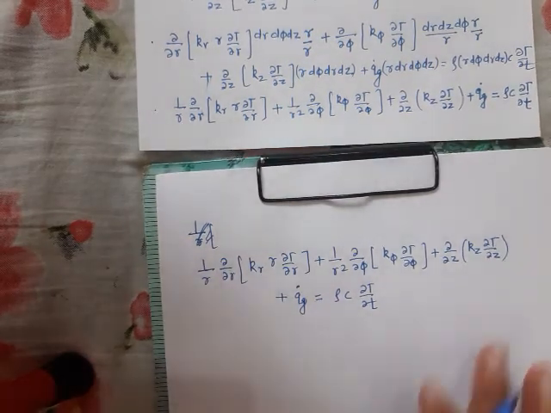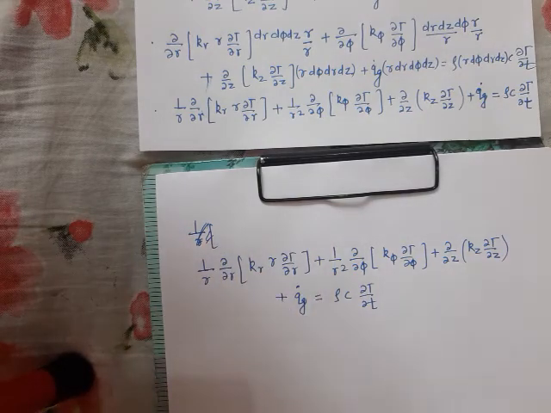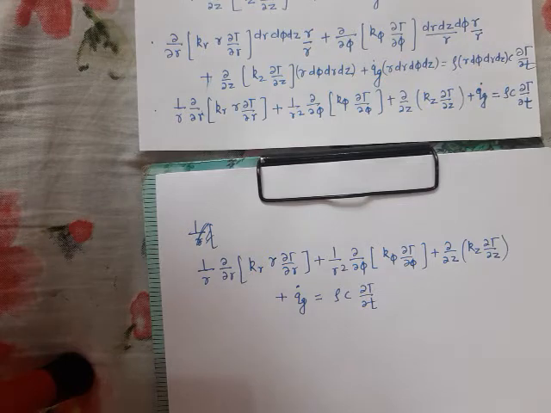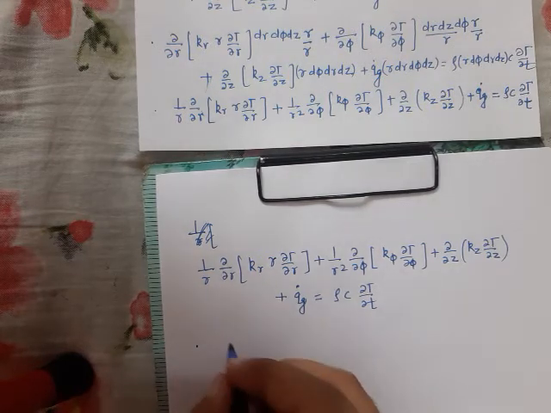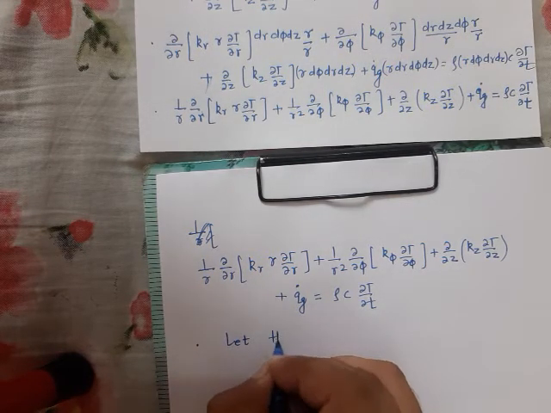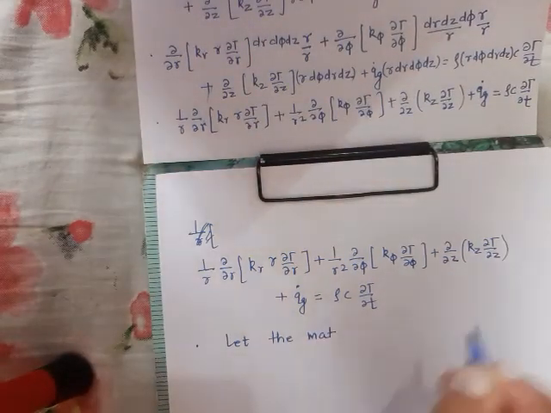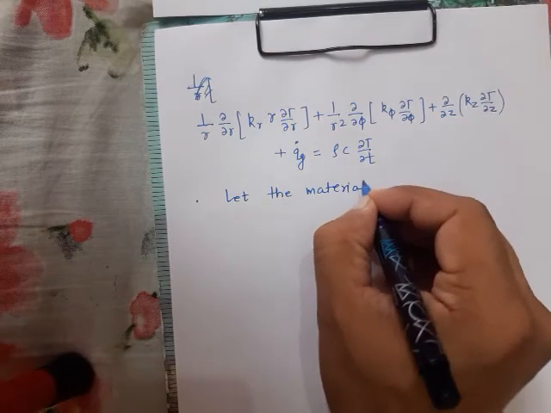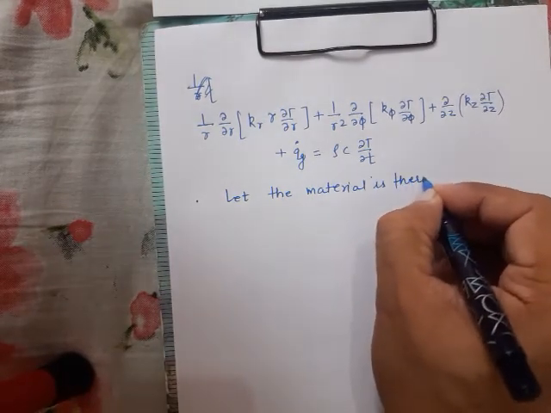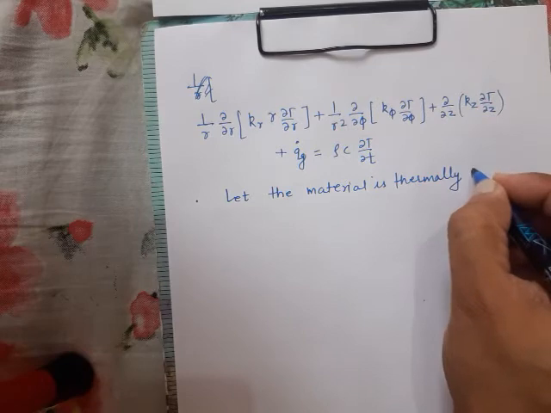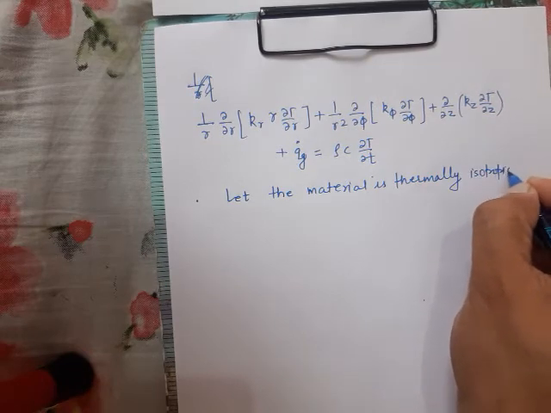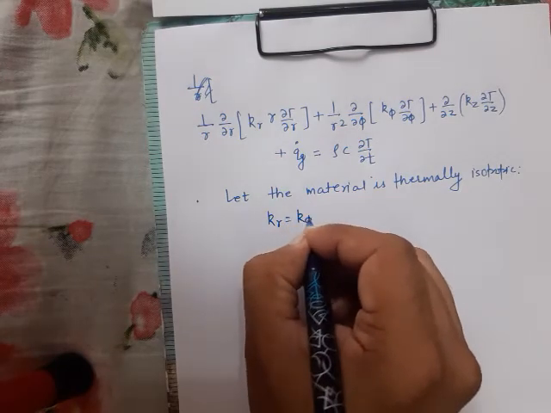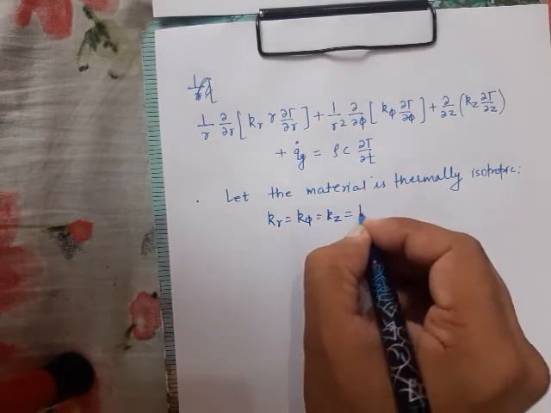Okay, so this is the generalized heat conduction equation. Now I will simplify this equation using certain approximations. The first approximation is, let the material be thermally isotropic. If the material is thermally isotropic, then the thermal conductivity in each of the directions would be the same, equal to K.